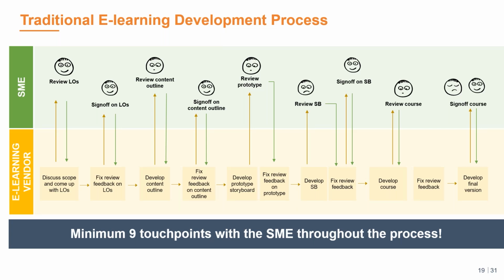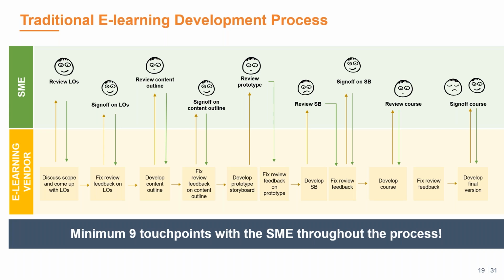So you come up with the LOs, you send them to the SME, they review them, they sign off, you fix the feedback, then you send the outline, the SME reviews it, then you get the sign off, then you send the prototype for review, then you get the feedback, you fix it, then you make the storyboard, you send it for review, you get a sign off, and then you send the functional course, and then you get the sign off.